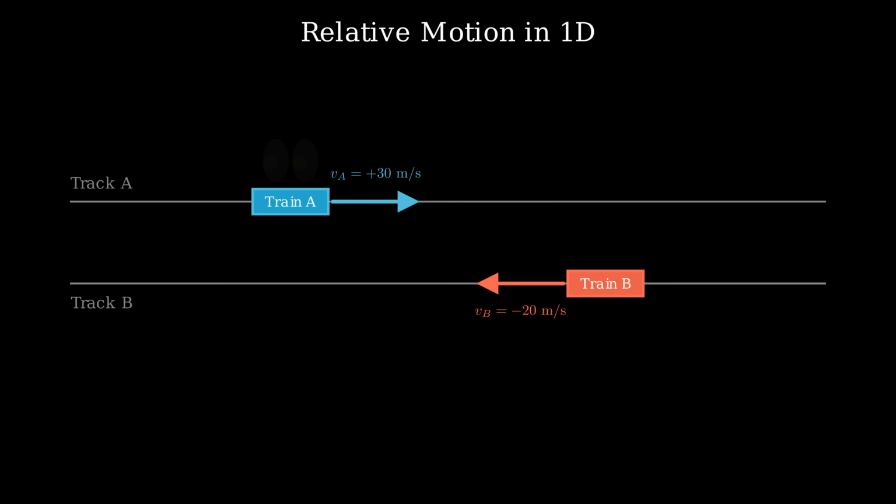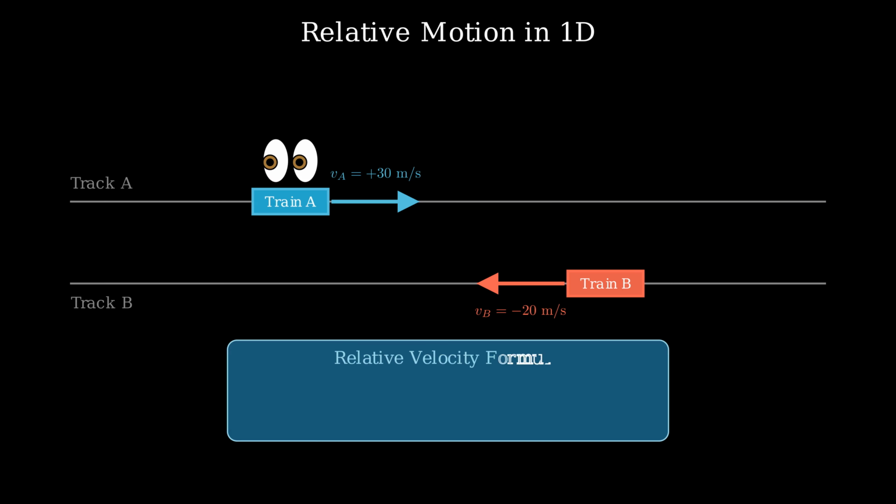Imagine two trains on parallel tracks moving toward each other. From the ground, train A moves at 30 meters per second east and train B moves at 20 meters per second west. From the perspective of a passenger on train A, how fast is train B approaching?